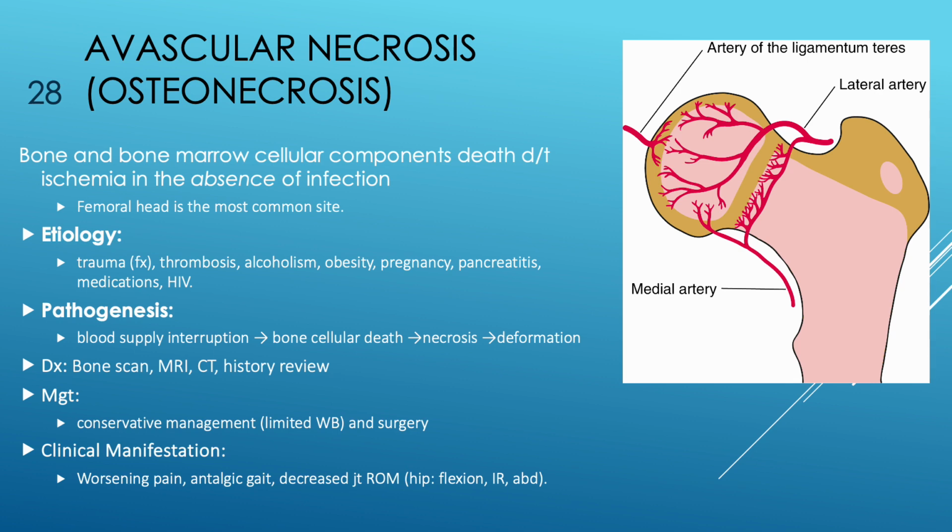Signs and symptoms during the initial stages may be asymptomatic despite bone ischemia. Hip pain is a common initial symptom, gradually progressing over weeks. Pain worsens during weight-bearing activities. Common tests and measures include plain x-rays, which may appear normal initially. More sensitive imaging includes bone scan, MRI, and CT scans to detect subtle bone changes.